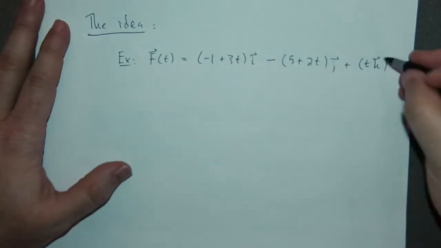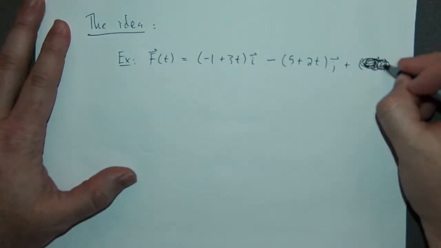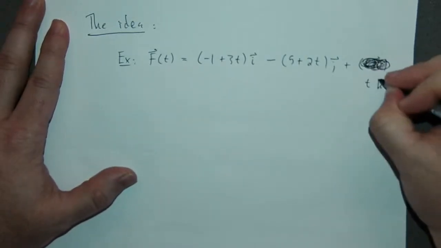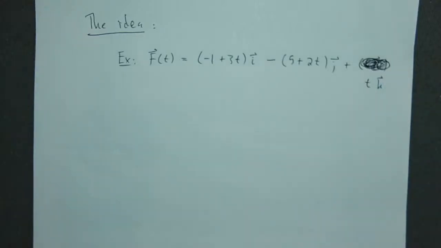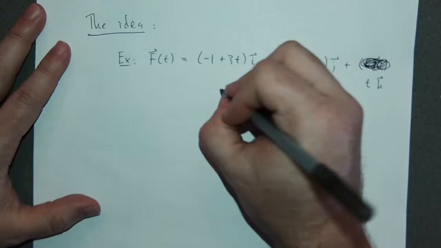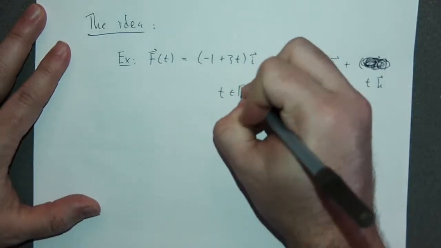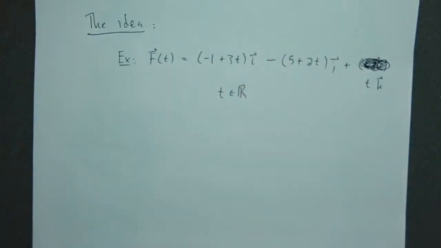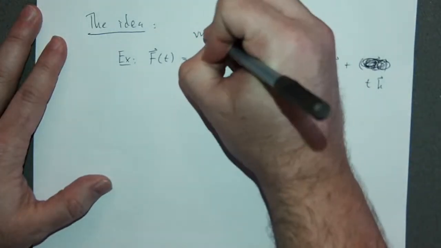I don't know why I put k inside the parentheses there. Let's rewrite this. It's bothering me. There we go. And t ranges over all the reals. So this is a vector valued function, a VVF.